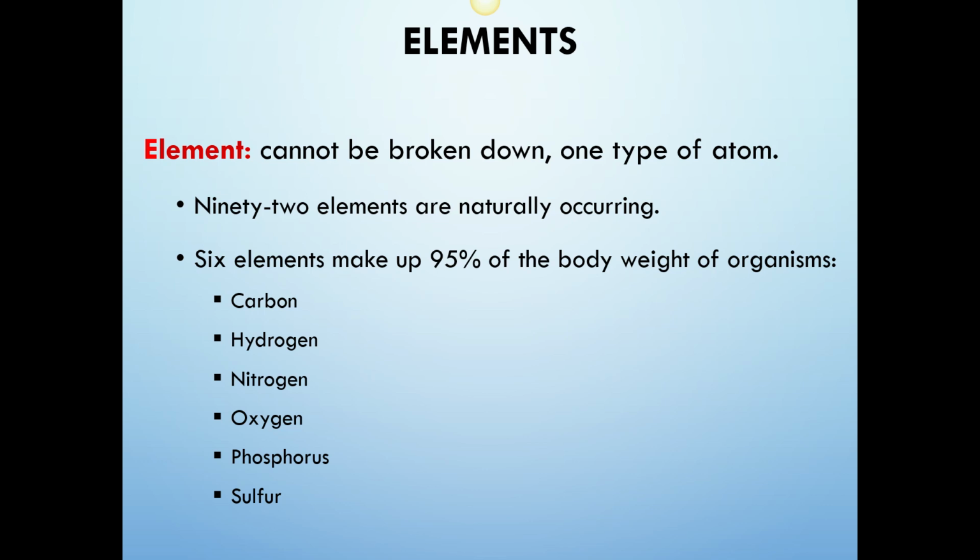When we talk about chemistry, chemistry focuses on the elements that are listed on the periodic table. An element is a substance that cannot be broken down further because it's made up of one type of atom. There are 92 elements that are naturally occurring, and 6 elements make up 95% of the body weight of organisms: carbon, hydrogen, nitrogen, oxygen, phosphorus, sulfur. And then there's a bunch of man-made elements as well.